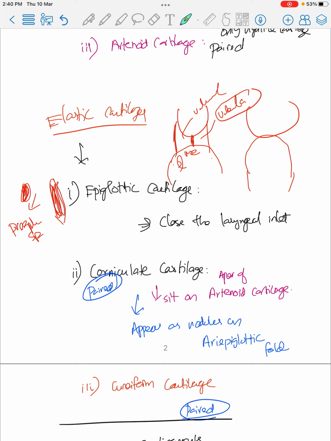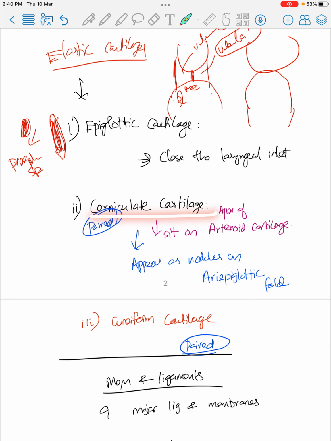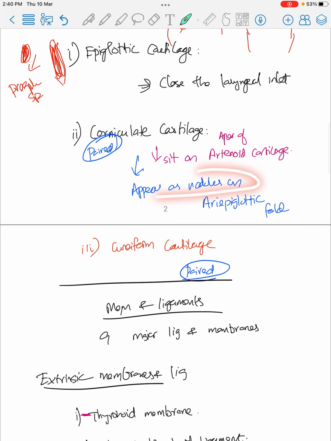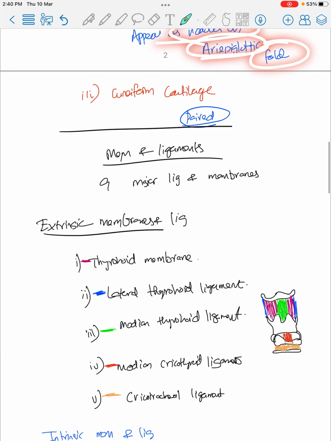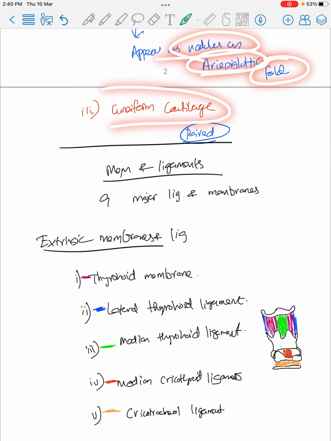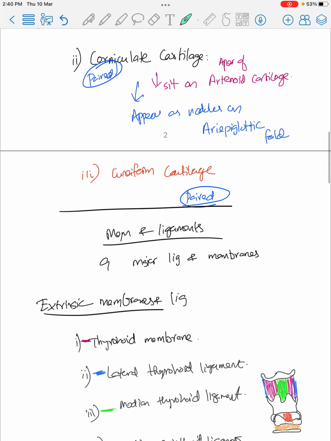Then when we come to the corniculate cartilage, it sits on the apex of the arytenoid cartilage. It appears as a nodule on the aryepiglottic fold. Then the cuneiform cartilage is a paired cartilage. It also appears on the aryepiglottic fold.